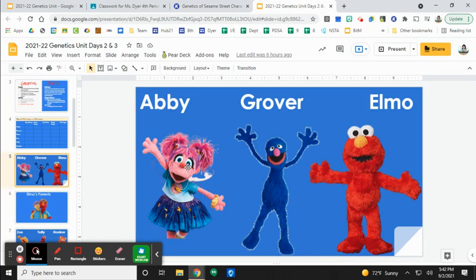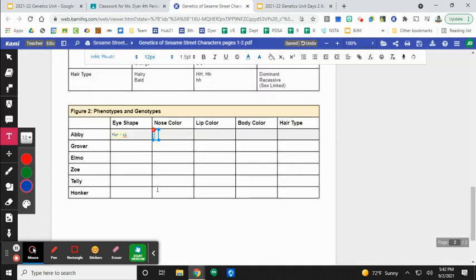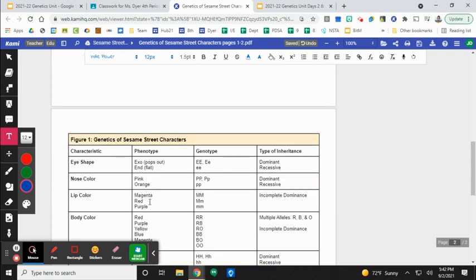And her nose color, it's a little bit hard to tell, but we kind of guessed and said, oh, we think it's pink. So we went with pink for the nose color. And if you look at the genotypes, there are two different ones that are present. So you can either have homozygous, which means two of the same, dominant, or you can have heterozygous. And heterozygous means different.